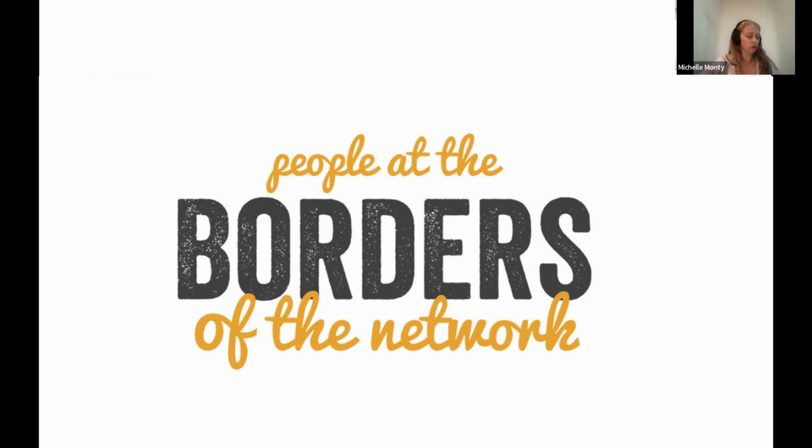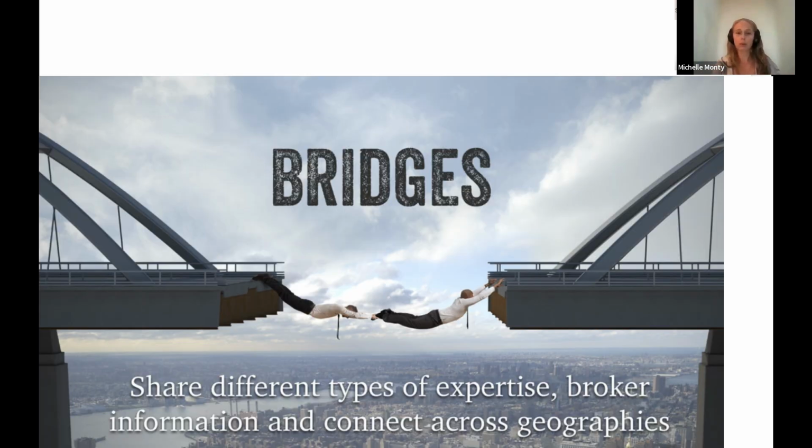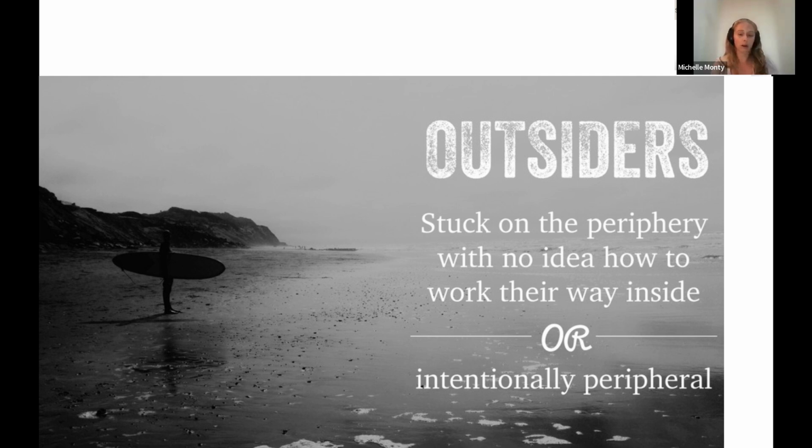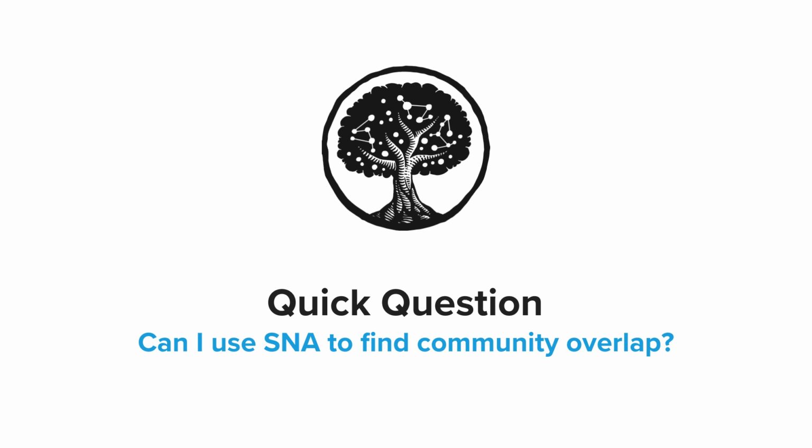Then on the borders, you can have bridges, so people that cross gaps. And then there's also outsiders, so people that are on the outside, either intentionally or they're kind of stuck on the outside and they're not able to find their way into the network and be more interconnected.